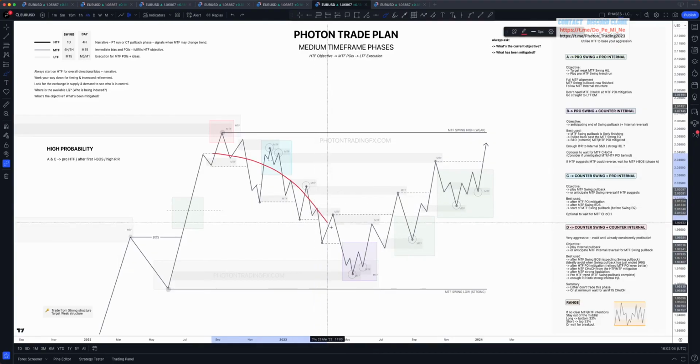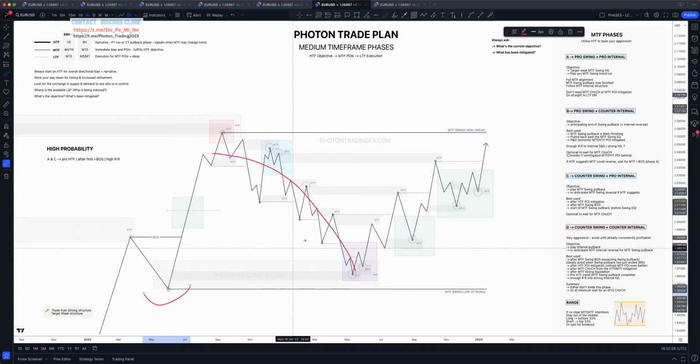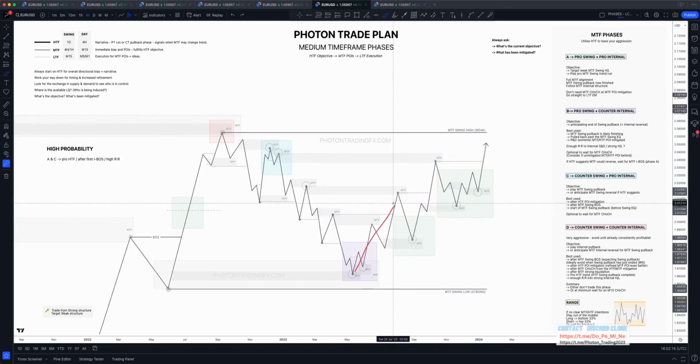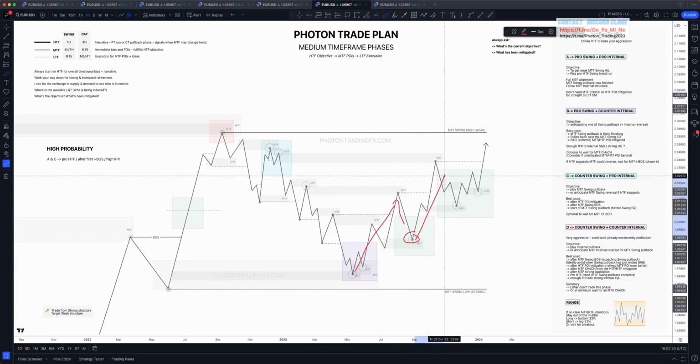So we've pulled all the way back. We're into the strong medium time frame low that we are expecting to hold. The internal structure has just shifted bullish, right? It's very highly probable now that price is going to want to target this high, and it's that first initial phase A. So we want to get in here. Risk to reward is on our side. We've got plenty of room.